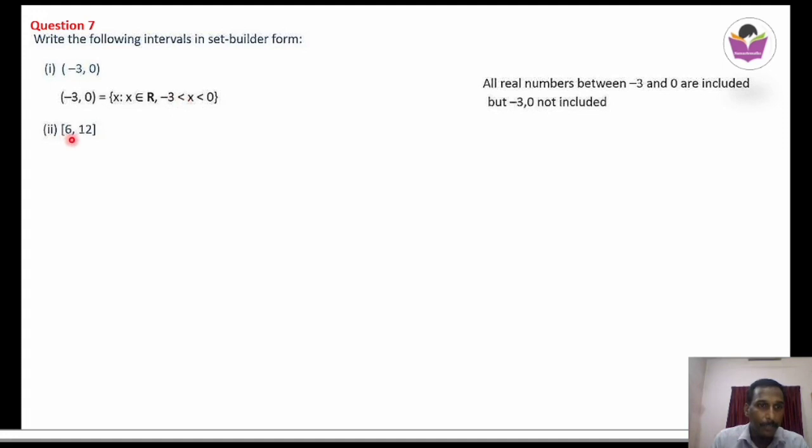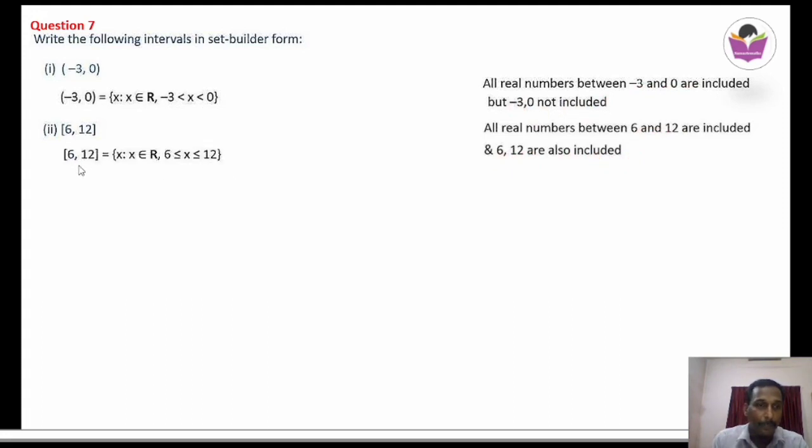Next is the closed interval [6, 12]. The square bracket we have used means 6 and 12 are both included. So here all real numbers between 6 and 12 are included, and 6 and 12 are also included. Here the border numbers we will not be taking if it is an open interval. Closed interval means both the starting and ending numbers will also be included. So [6, 12] equals the set of all x such that x is an element of R, 6 ≤ x ≤ 12. Here you can see equal to is there, less than or equal to, here also less than or equal to.